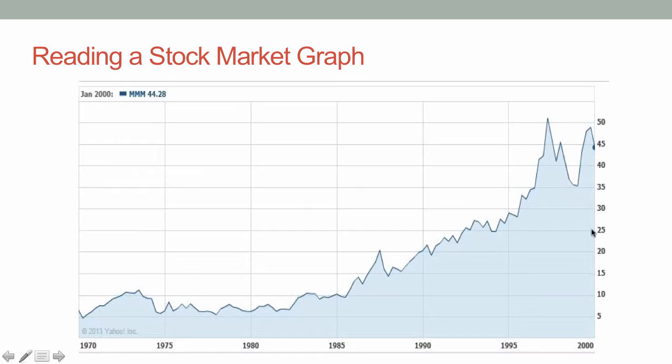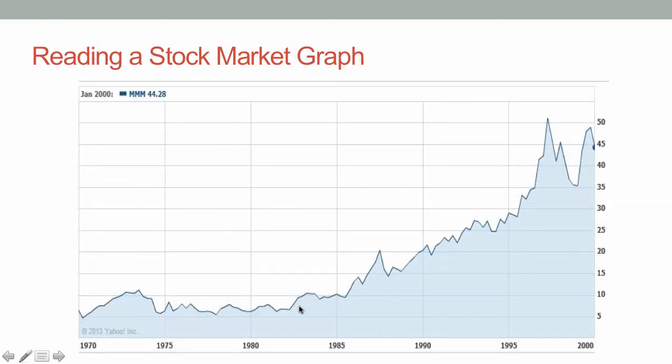So you can see in this company right here, this is MMM, that's 3M. They make some stuff there, like tape, Scotch tape. Everyone uses Scotch tape, right? But we can see from 1970, looking on the x-axis, all the way to 2000, we can see the value of this company. It started off at $5 a share, roughly.